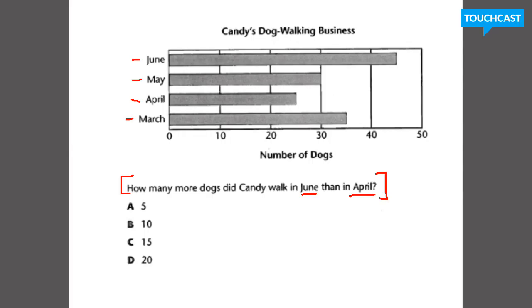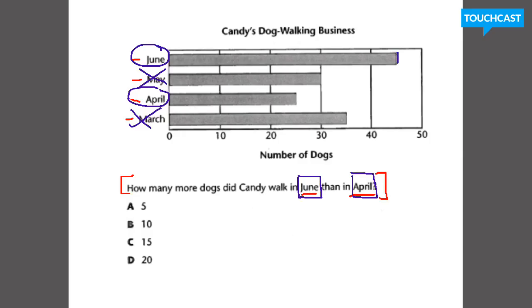Alright, we are back. So, the first piece of information I want to look at is what months I even care about. Well, I know I need to care about June. That's in the problem. And I know I need to care about April. So right now I have June and I have April. I don't care about May, and I don't care about March. So let's look at June. June ends right about here.